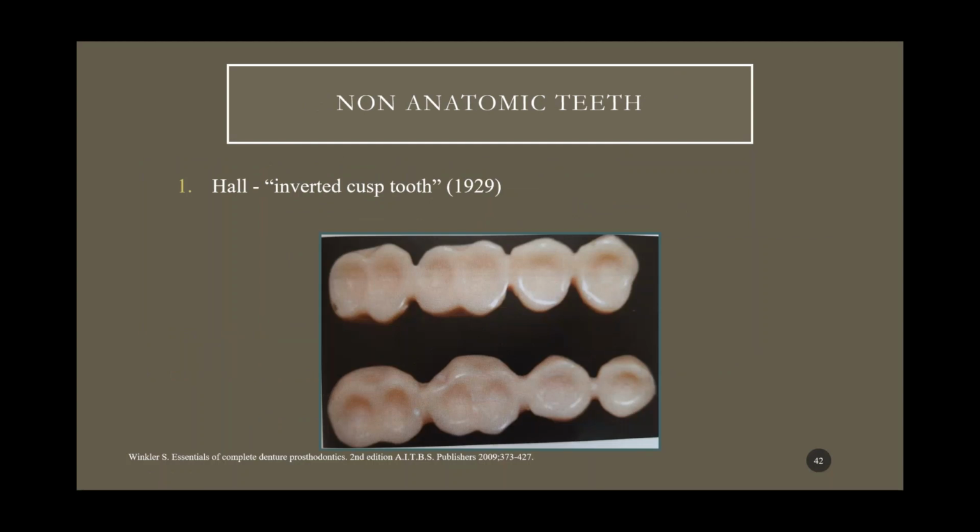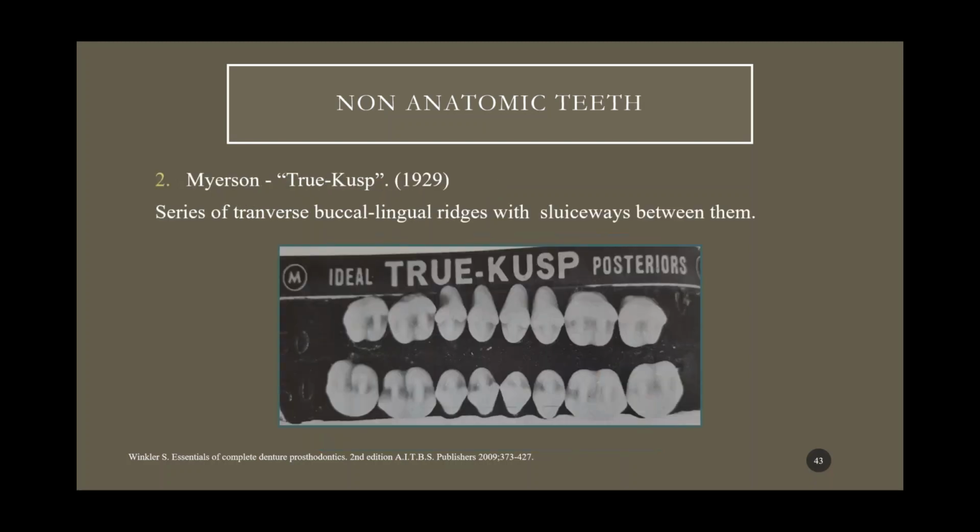Then coming to the history of non-anatomic teeth, in 1929, Hall designed the inverted cusp tooth. This was the first non-anatomic design. The occlusal surfaces of the teeth were flat with sharp concentric ridges around a cup-like depression, which was the inverted cusp. But they didn't have sluiceways between them, so the escapement of food was not present. Then in 1929, Meyerson designed the true cusp teeth. This was also a cuspless posterior that had a series of buccolingual ridges with sluiceways between them for the escapement of food.